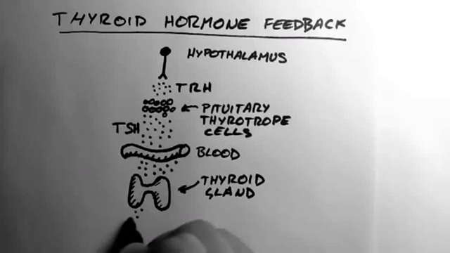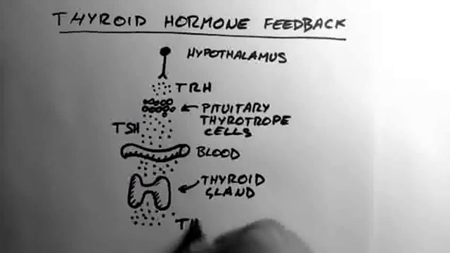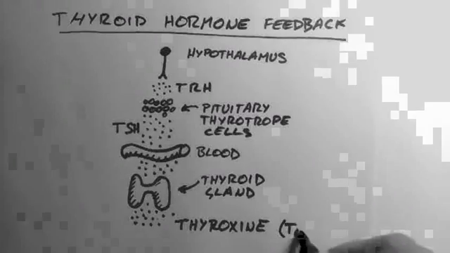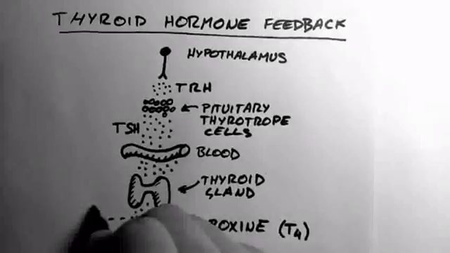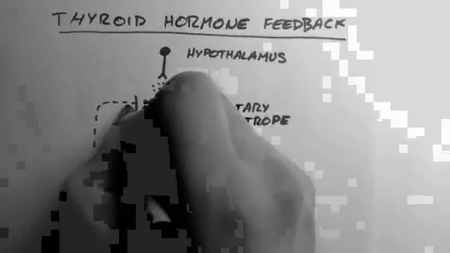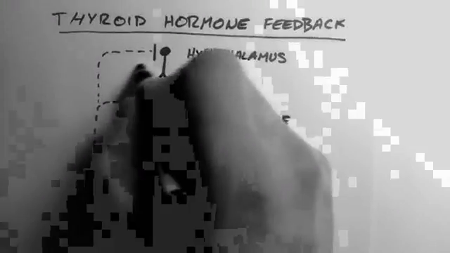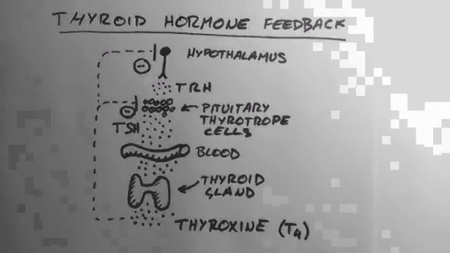The thyroid gland is then induced to release thyroxine, which is T4. It also releases T3, but that's not important here. Now T4 enters the bloodstream and feeds back onto the pituitary and onto the hypothalamus, and it reduces the release of TSH and TRH respectively.